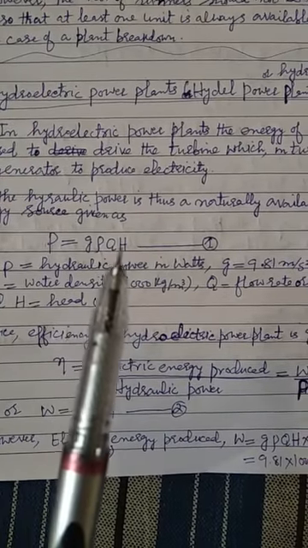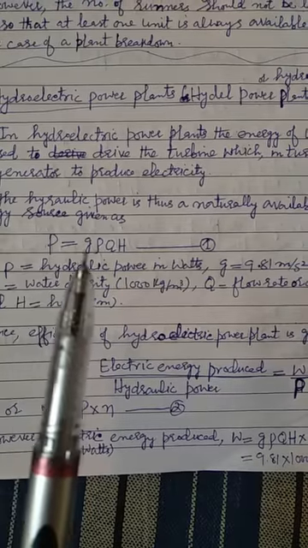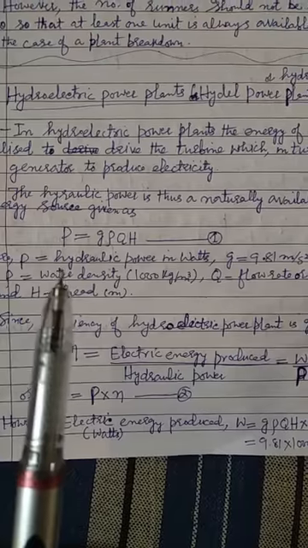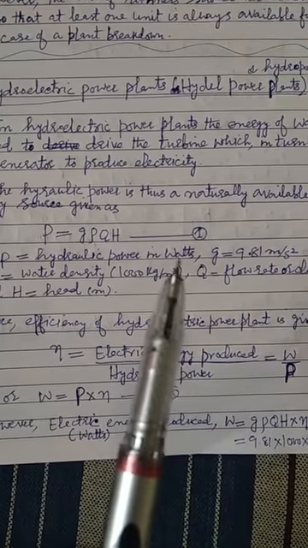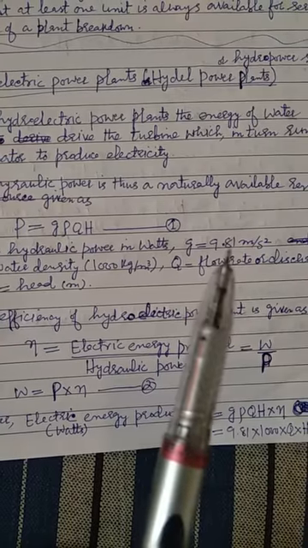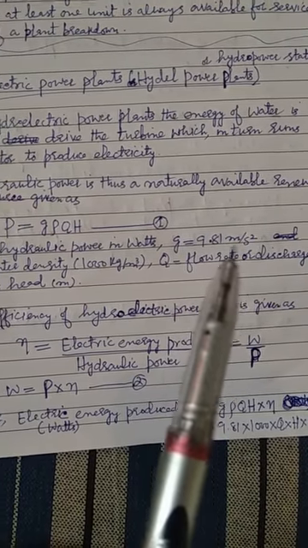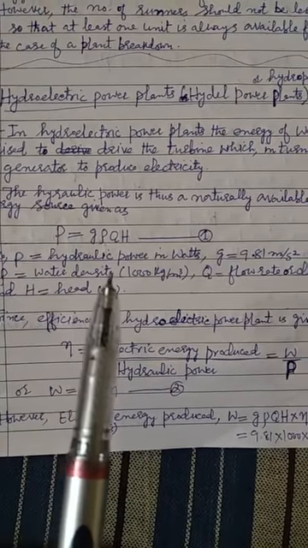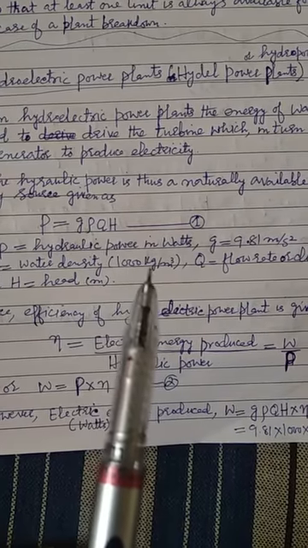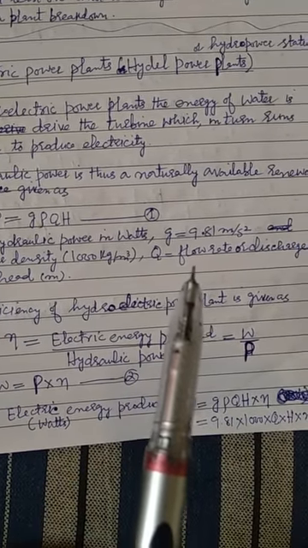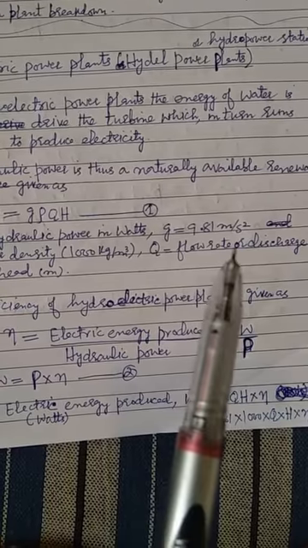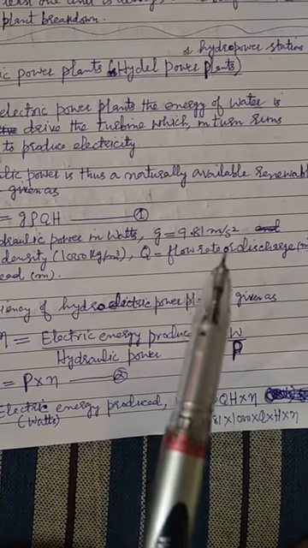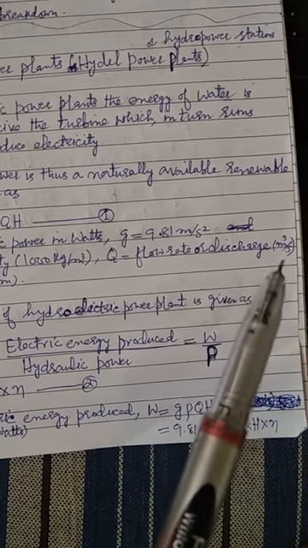So the hydraulic power given by this water is given as P = ρgQH, where capital P is the hydraulic power in watts. g is the acceleration due to gravity. Its value is 9.81 meter per second square. This rho is the water density. Its value is 1000 kg per cubic meter, and Q is the flow rate, in technical terms the discharge. So discharge means flow rate of water, and it is measured in cubic meter per second.